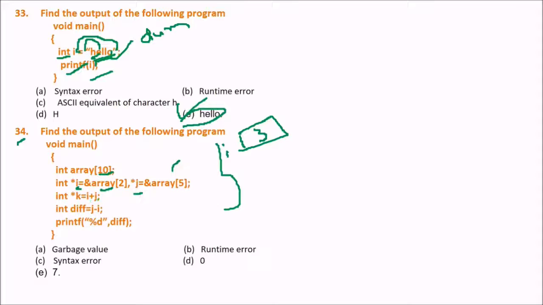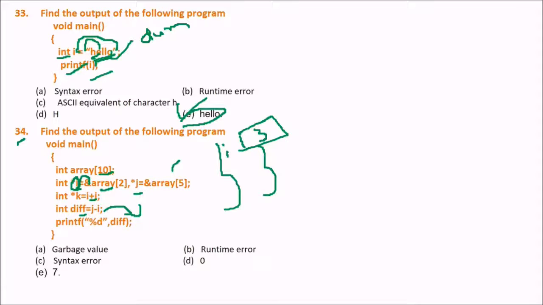Now I plus j will be the star I, which is the reference, that is it is taking the reference. Now star k is equal to I plus j. Difference also is j minus I. Now you want to print the difference. Now tell me what will be the answer.